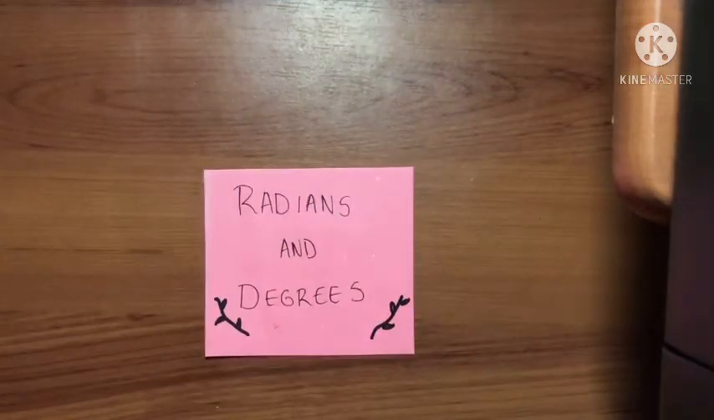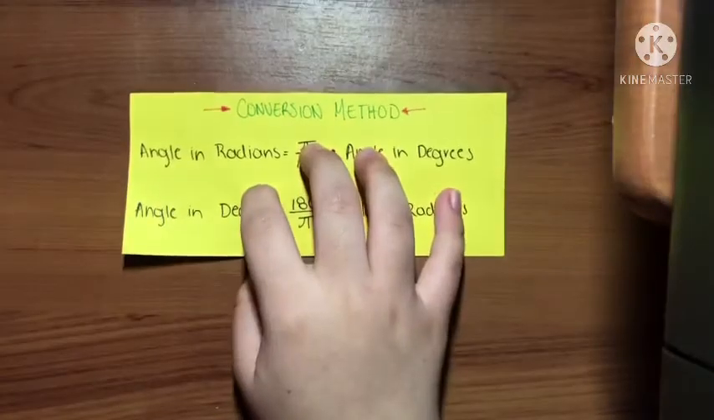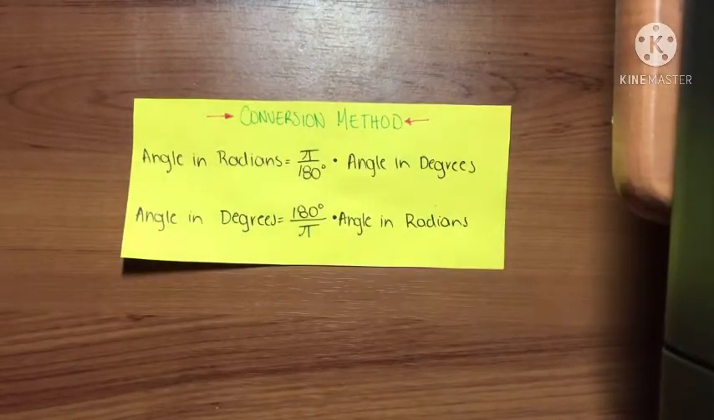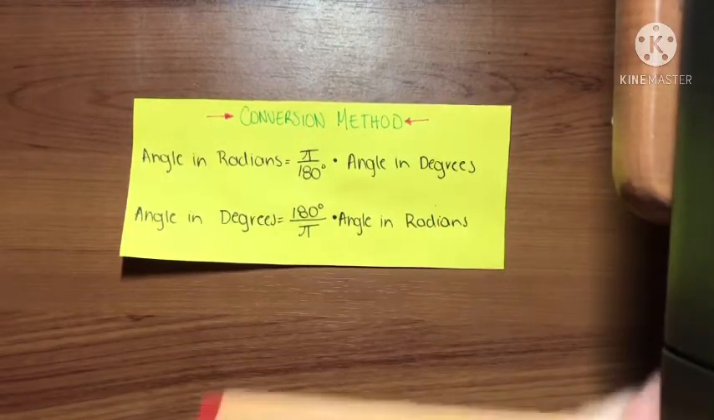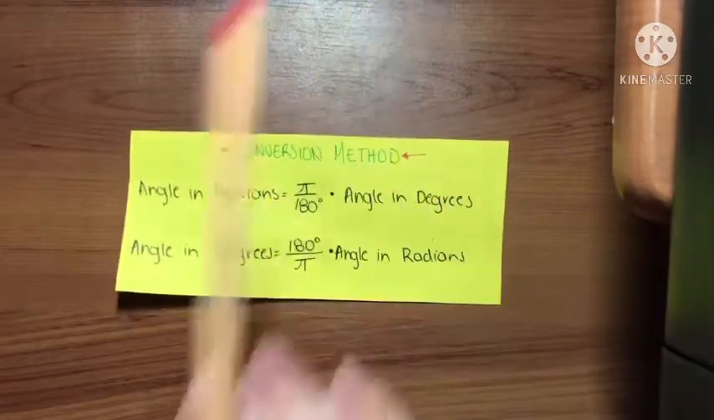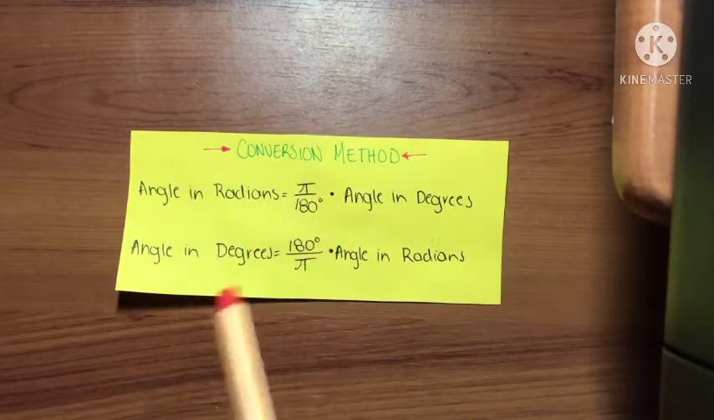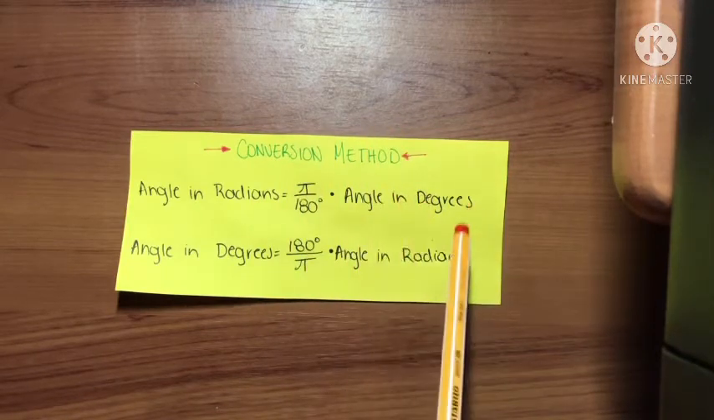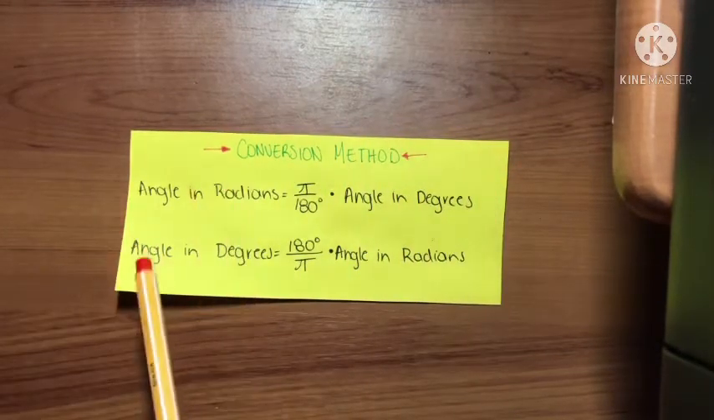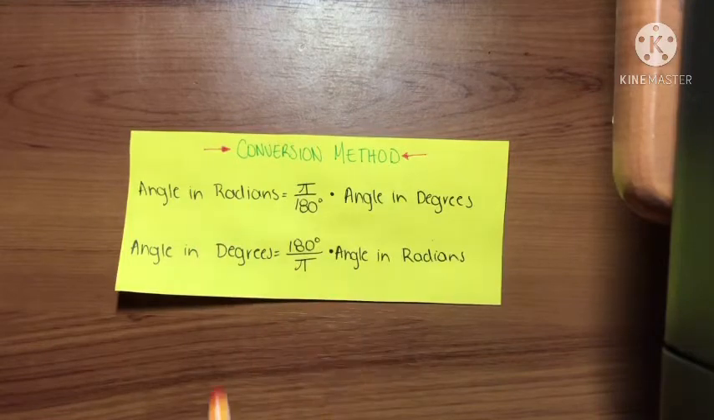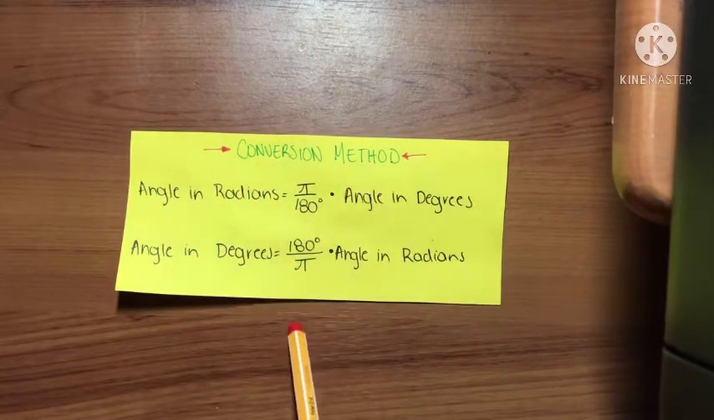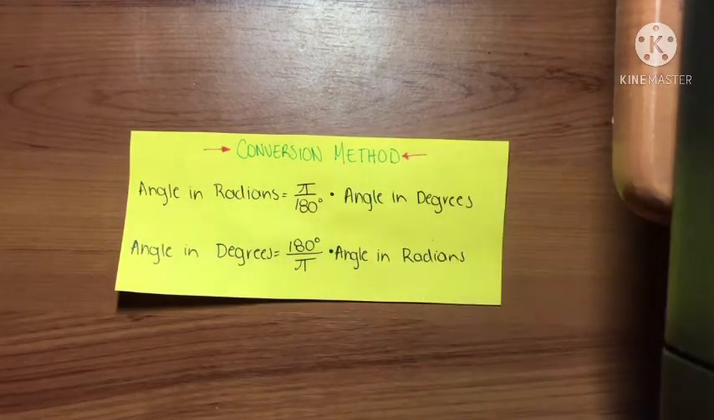I'm going to be solving two exercises from lesson 53, Radians and Degrees. For this lesson, there's one essential thing we need to know about, and it's the conversion method for angles. Depending on the exercise, you will use either of these. To know an angle in radians, the formula is pi over 180 times angle in degrees. On the other hand, to know an angle in degrees, the formula is 180 over pi times angle in radians, and this will help us throughout all the lesson.